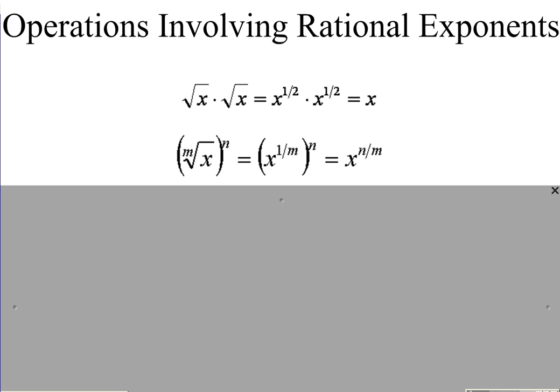Here, the nth root of x, all raised to the n power, working inside the parentheses first. Nth root, index becomes the denominator of our exponent, so that's why it's 1 over m. Now I have an exponent raised to an exponent. When we have an exponent raised to an exponent, we multiply. 1 over m times n gives us n over m, so that's x to the n over m power.